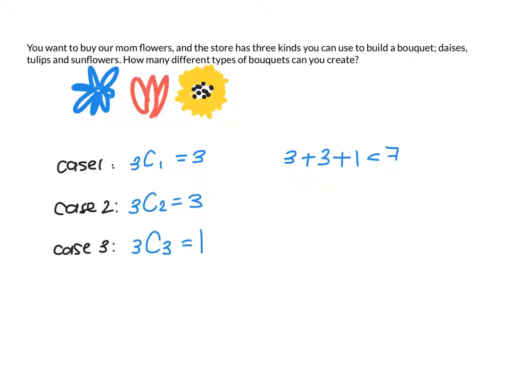But what if this question was changed? It was very easy for us to figure out the 3 different cases and that there are 7 possible bouquets. However, if the question was changed and there weren't just 3 types of flowers, maybe there's 10 types of flowers or even 5 types of flowers, there's going to be an increase in the number of cases. And so that's a lot of work. There is actually a much easier way to approach these types of questions.